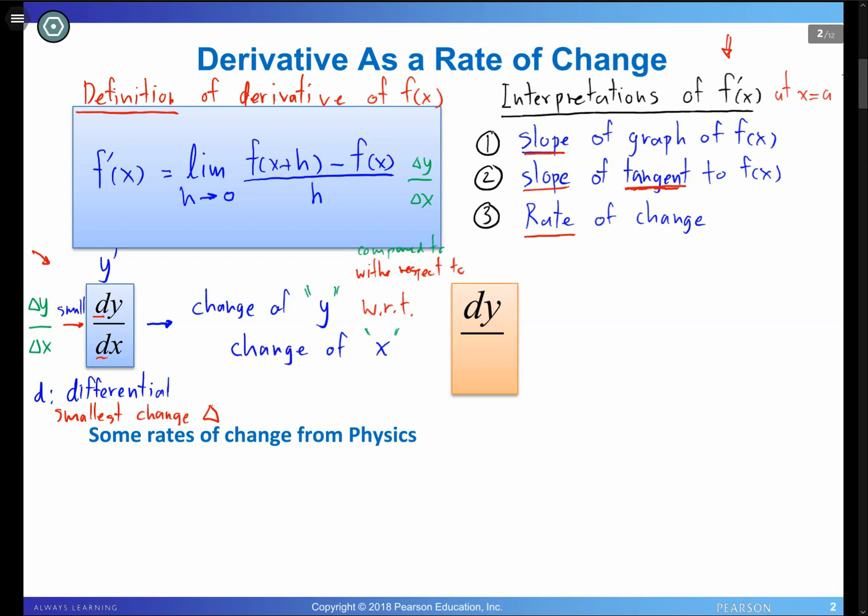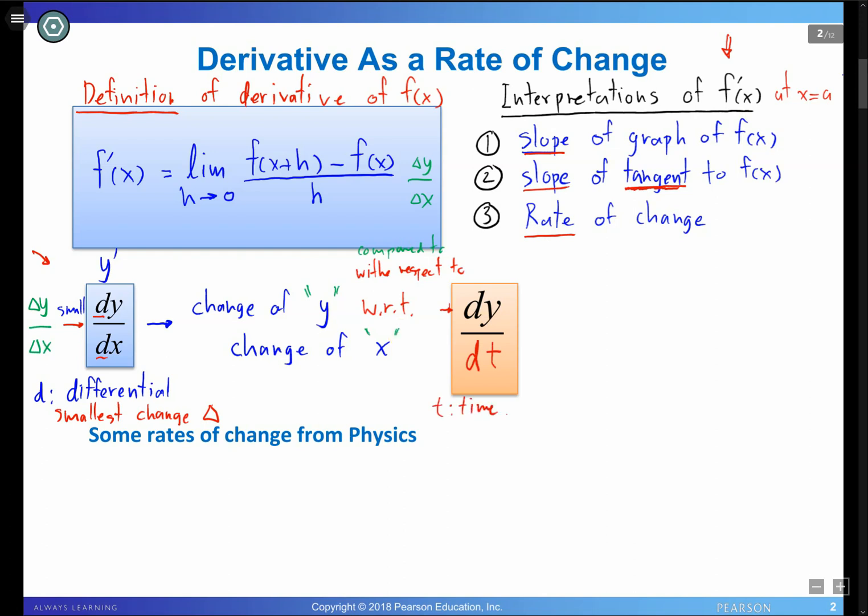Now, I'm going to modify this dy by dx a little bit to change it to something a little bit different. So let's take a look at this one on the right hand side. So I keep the numerator dy the same, differential y. Small change in y, just the same. But now I'm going to do something with the denominator. Instead of having dx, I'm going to put dt instead. So here, really small change in t. And t right here stands for time.